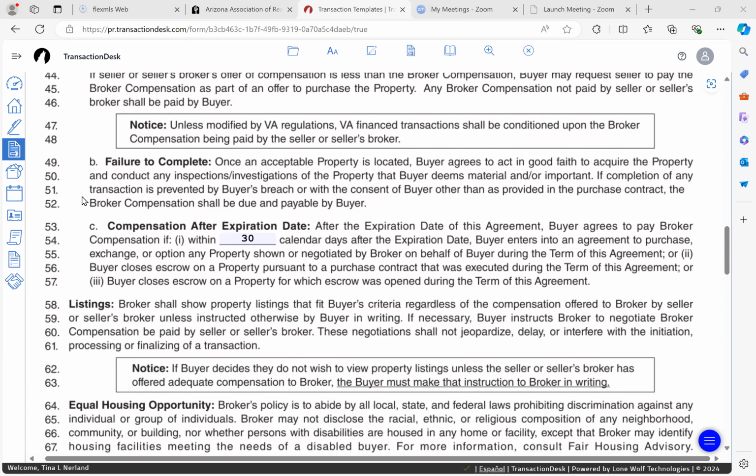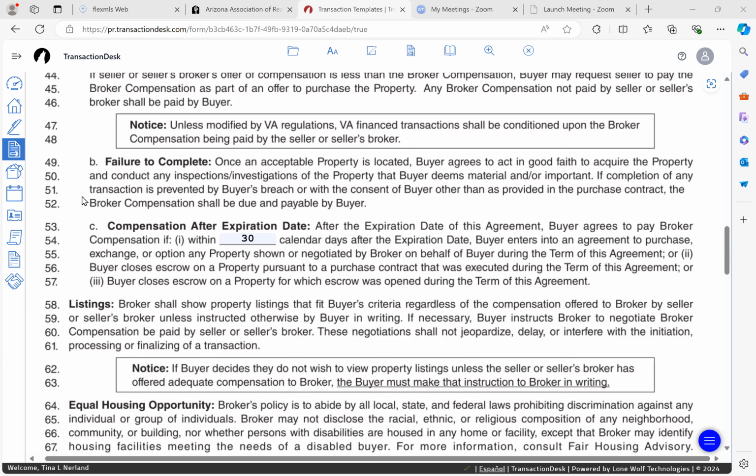Failure to complete. Once an acceptable property is located, buyer agrees to act in good faith to acquire the property and conduct any inspections, investigations of the property that buyer deems material or important. If completion of any transaction is prevented by buyer's breach or with the consent of buyer other than as provided in the purchase contract, the broker compensation shall be due and payable by the buyer.